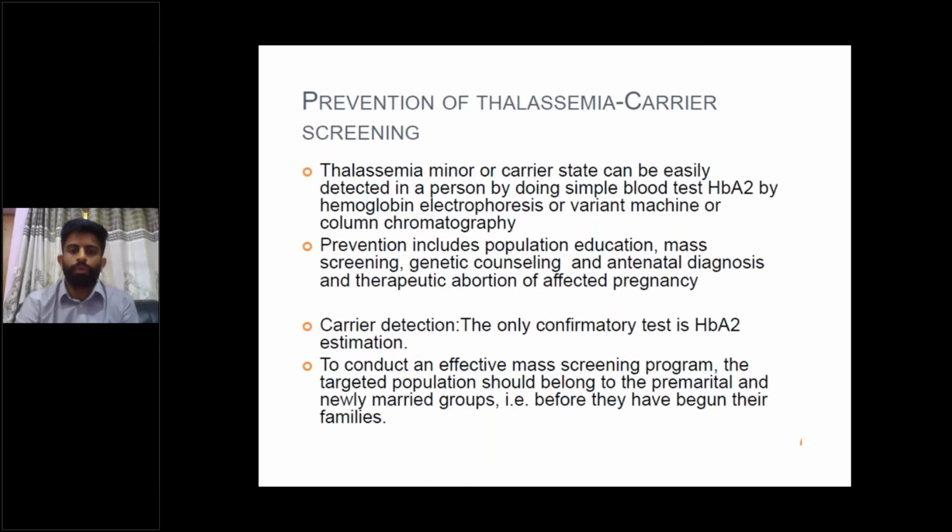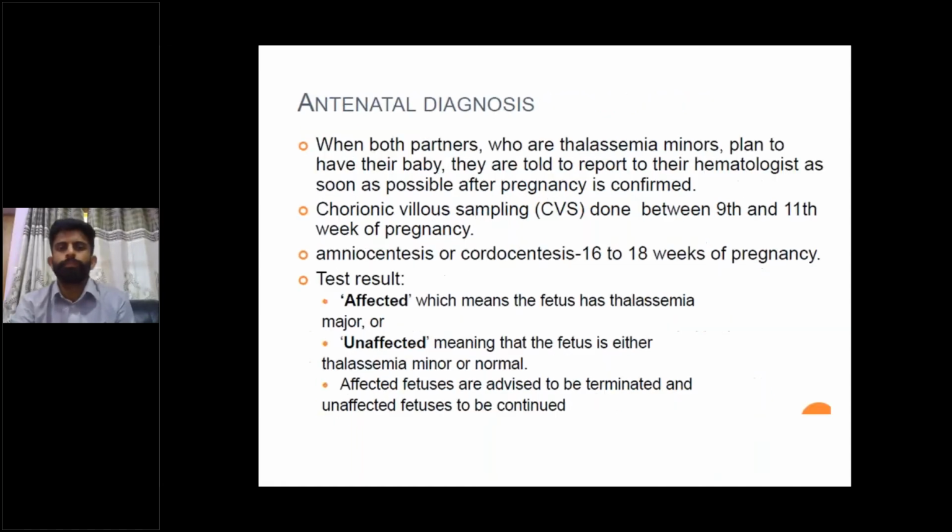antenatally, that is one of the indications for therapeutic abortion of affected pregnancy, except in case of precious pregnancies where that is the only chance of pregnancy, right? So the carrier detection, the only confirmatory test is HbA2 estimation. They conduct an effective mass screening program. The target population should belong to the premarital and newly married groups, that is before they have begun their families.